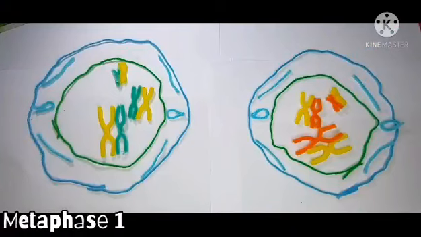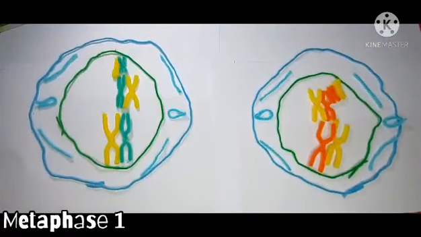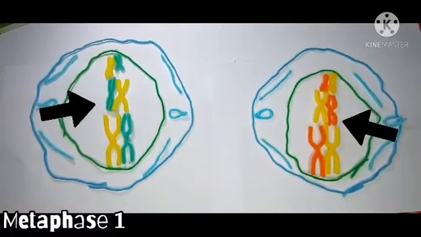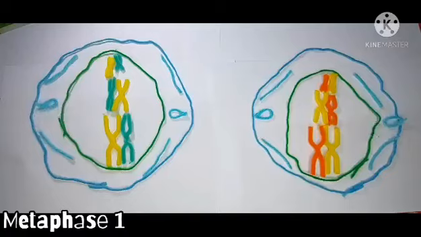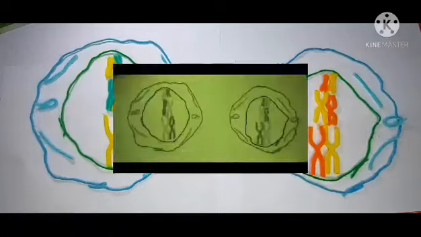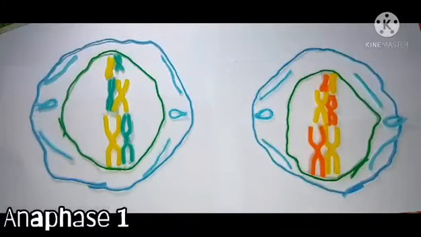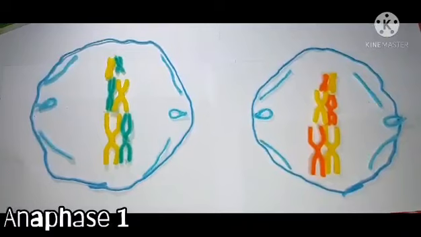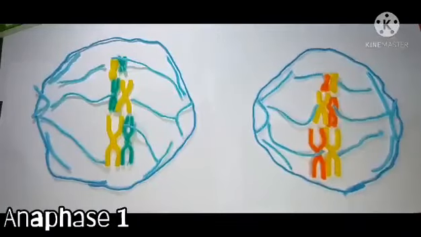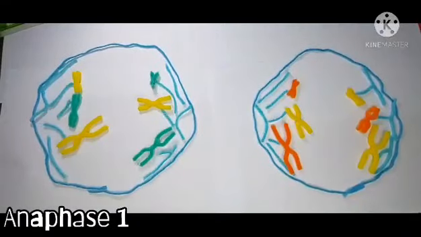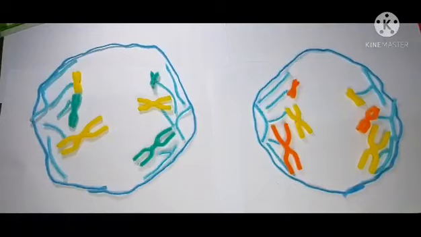In metaphase 1, the homologous pairs of chromosomes align on either side of the equatorial plate. The tetrads of each cell line up at the center of the cell in preparation for anaphase 1. After metaphase 1, anaphase 1 follows. Anaphase 1 is where the homologous chromosomes are separated and pulled into the opposite poles of each other.